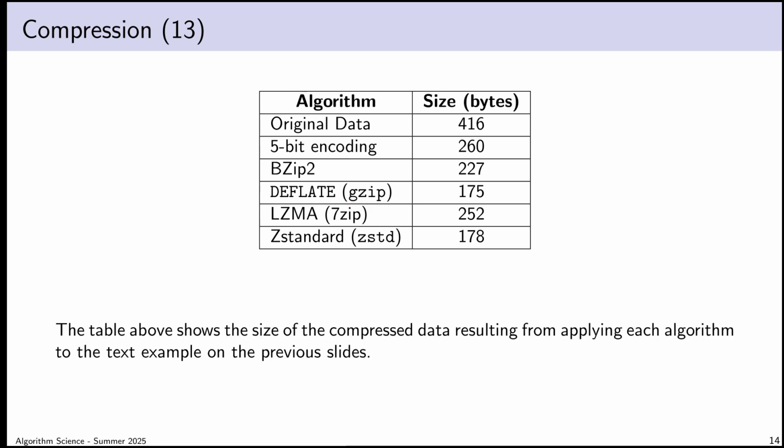So this table is showing the size of the compressed data resulting from applying each of these standard algorithms to that 416-byte excerpt from before. And what you'll notice, of course, for compression, we want a smaller number. Smaller is better. What you'll notice is that deflate and Z standard, both of which I claimed a minute ago are not going to be the higher performance schemes, actually have the best numbers.